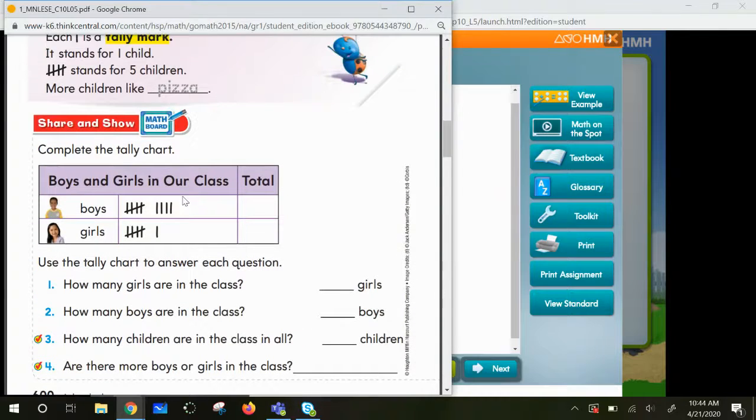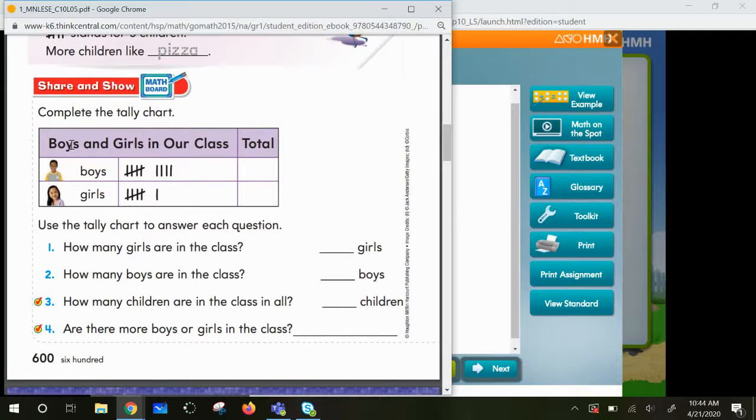Complete the tally chart. Boys and girls in our class, total. You need to count the tallies for the boys. Write that amount in this square. Count the tallies for the girls. Write that in this square. Then use this chart to solve the problems.